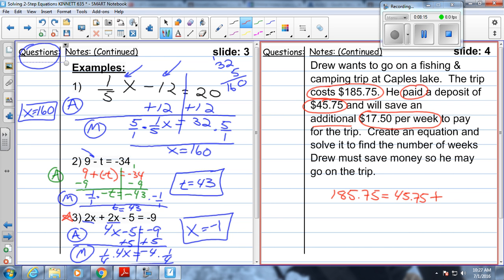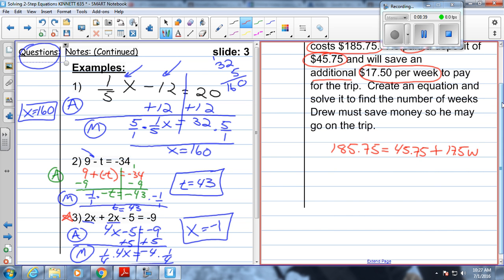$17.50 per week. Well, I don't know how many weeks it is. Remember, when we have that question of we don't know what it is, that's when we've actually discovered the variable. It's the number of weeks. So we're going to write 17.5W. Oh, look, we've created an equation to solve rather than use guess and check. This is a great way to do it.